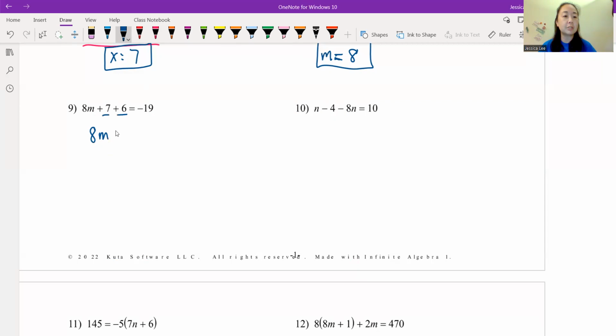So 7 plus 6 is just going to be 13. And I can do that because they're on the same side of the equal sign. So they're just on one side. And then, there we go.